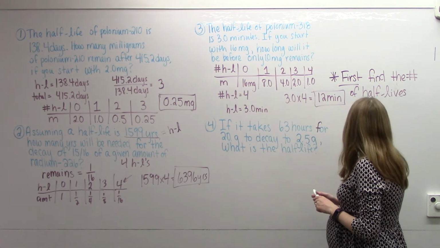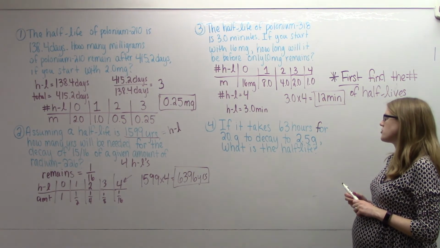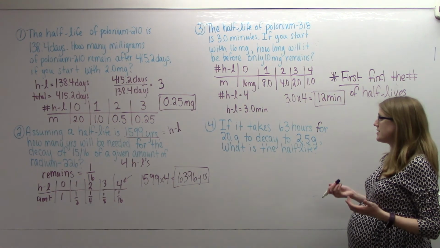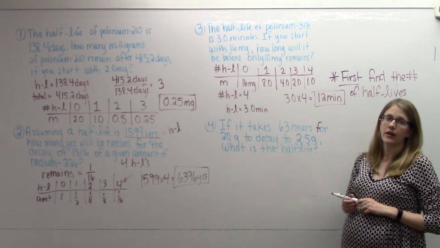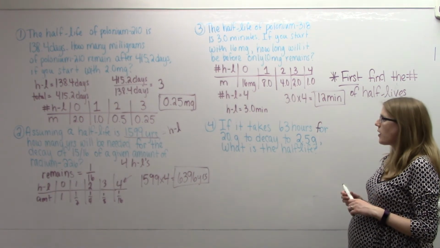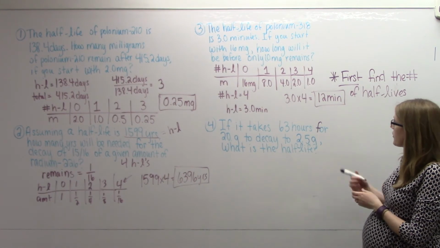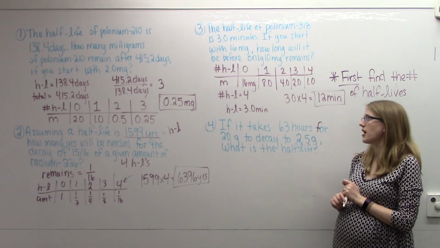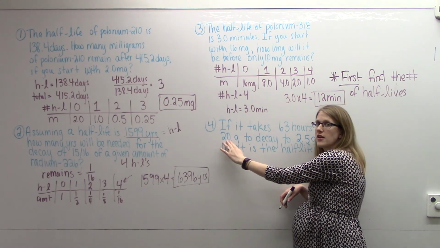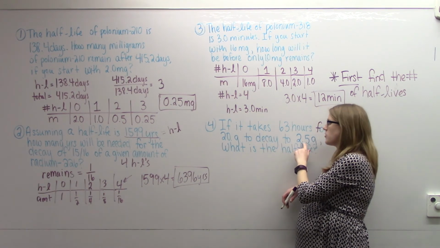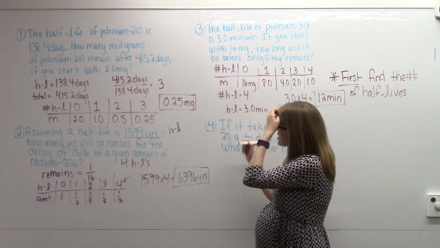Okay, let's do another one. If it takes 63 hours for 20 milligrams to decay to 2.5, what is the half-life? So now we're trying to figure out exactly the time for half of the substance to decay away. So let's go ahead and do this one. The first step is to figure out how many half-lives have occurred. We're going to do something very similar up here. We're going to divide this number in half over and over and over again until we get to 2.5. Once we get to 2.5, we're going to be like, hey, there it is. So we're going to fill out this little table.